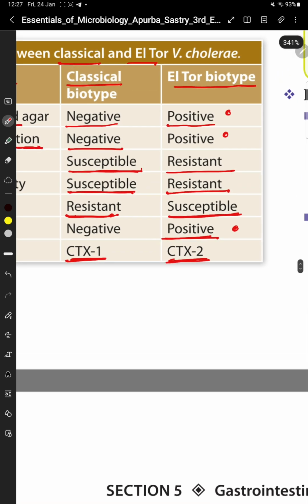ठीक है, तो El Tor जो है ये beta hemolysis करवाता है, उसके बाद फिर chick erythrocyte agglutination भी करवाएगा and it is VP test positive. It is resistant to polymyxin B. Group 4 phage susceptibility के लिए resistant है but group 5 के लिए susceptible है. ठीक है, और इसका जो जीन होता है that is CTX2 gene.